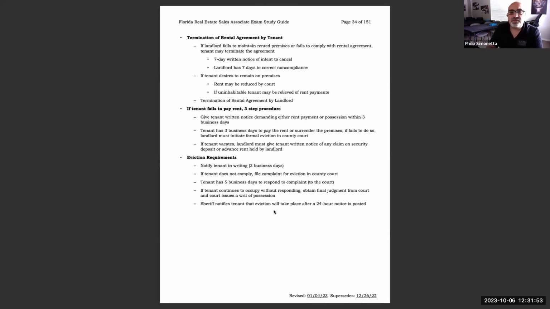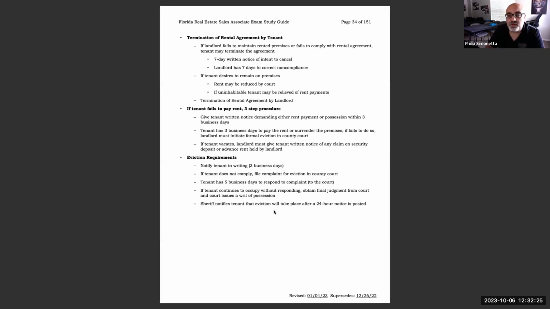And let's look at how rental agreements can be terminated. Okay, now this is something that you want to look at for what we were talking about. If a landlord fails to maintain rented premises or fails to comply with the rental agreement, the tenant may terminate the agreement. They have to give 7-day written notice of intent to cancel. The landlord has 7 days to correct the noncompliance. If the tenant desires to remain on the premises, rent may be reduced by the court. If uninhabitable, the tenant may be relieved of the rent payments until it's fixed.